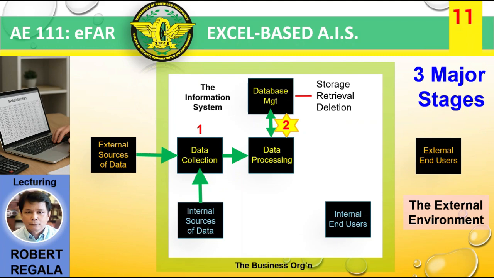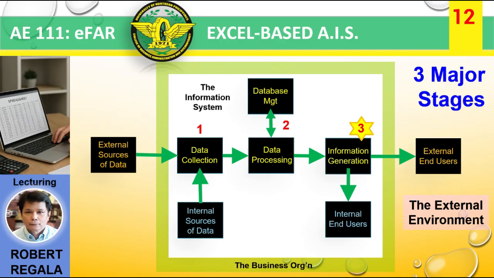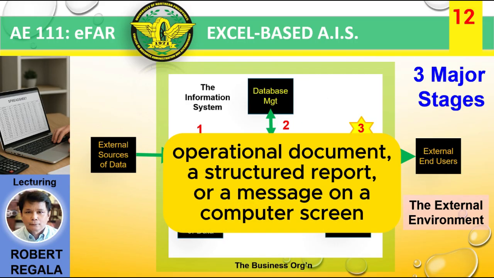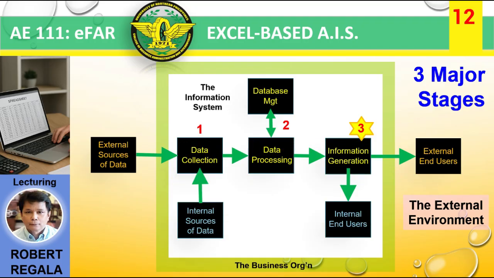The third stage in the basic information system model is information generation. This is the process of compiling, arranging, formatting, and presenting information to users. Information can be an operational document such as a sales order, a structured report, or a message on a computer screen. Regardless of physical form, useful information has the following 5 characteristics: relevance, timeliness, accuracy, completeness, and summarization.